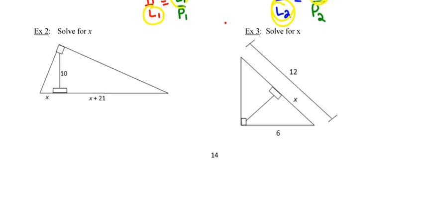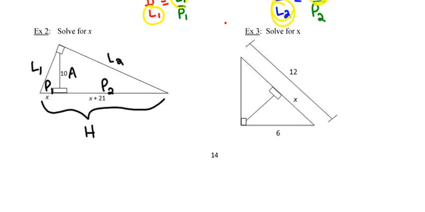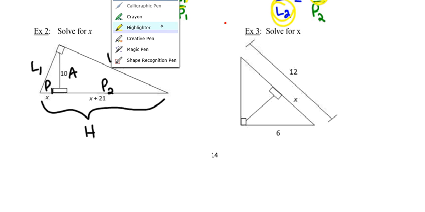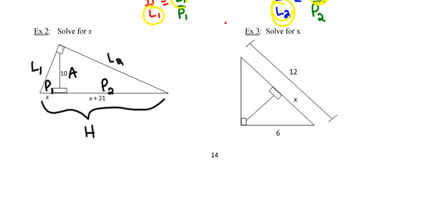So I'm going to go ahead and take a look at example 2, and the very first thing I'm going to do is start by labeling the pieces. So the hypotenuse is that segment right there, which means the two parts, part 1 and part 2, however you want to think about them, are there and there. Leg 1, leg 2, my altitude here in this particular case is 10. Since I find it helpful, I'm going to take my highlighter and highlight that altitude.